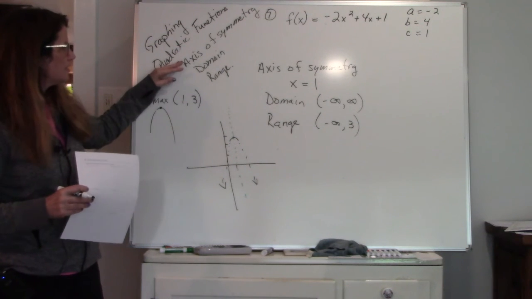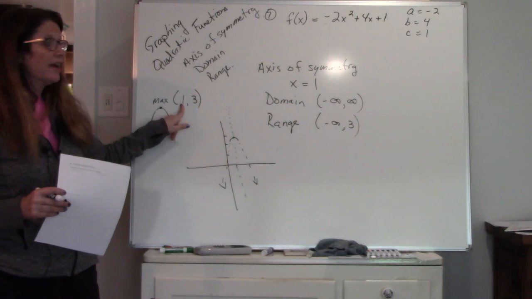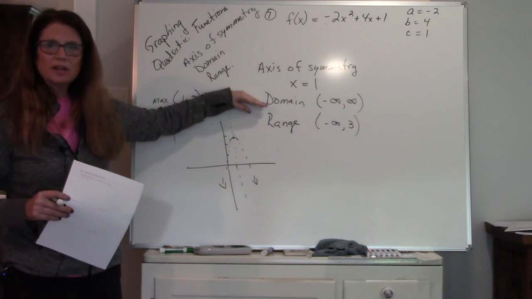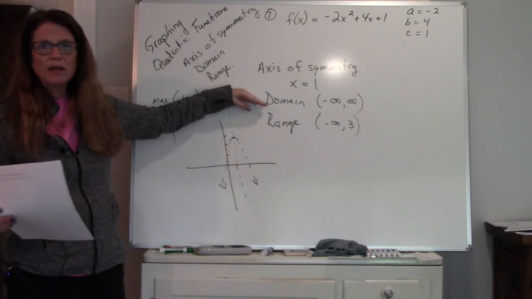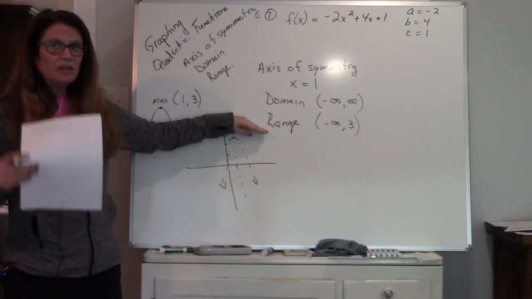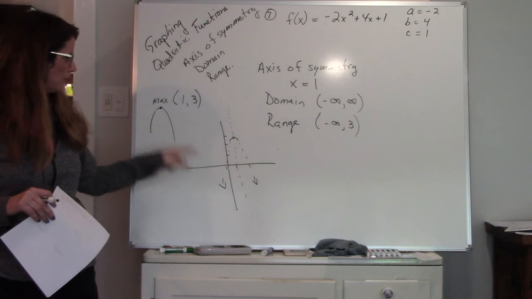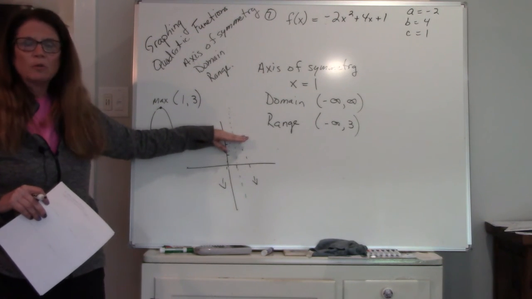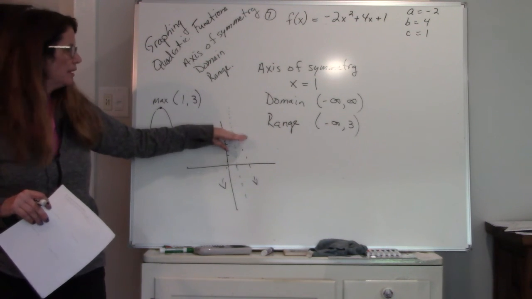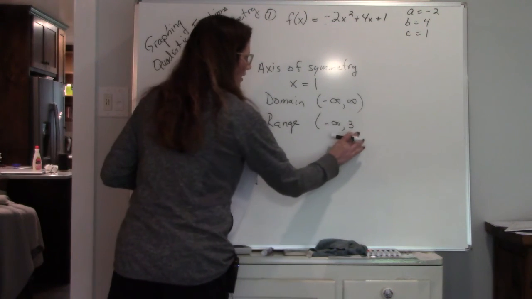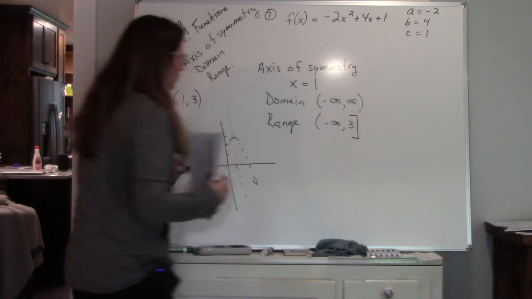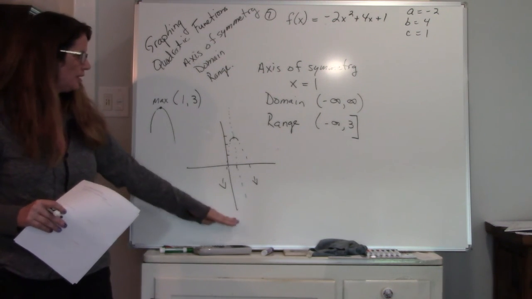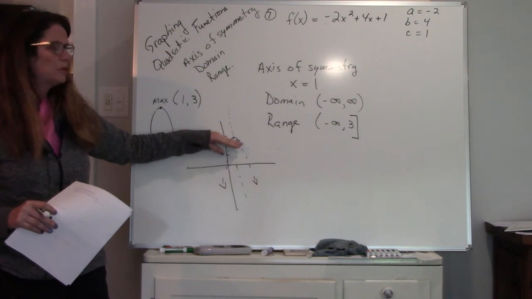All right, so axis of symmetry is based on the x value of the vertex. Domain is always going to be all reals or negative to positive infinity. And the range in this case, because my parabola opens down, is going to be negative infinity up to the y value, so up to 3. And that's it. And one last thing, I need to change this. It includes the 3, so I need to have a bracket. So parenthesis, negative infinity, 3, bracket.